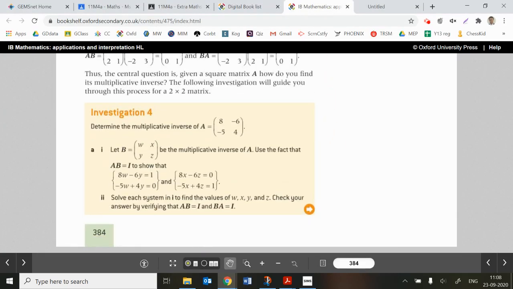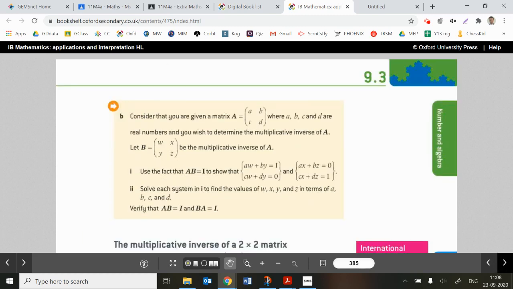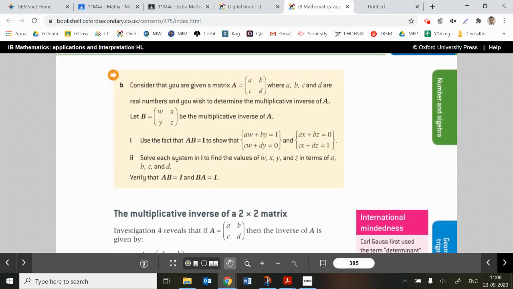There's a really nice little investigation here, and they start to do this with part A to build you up to the algebra. But what I'm going to do is just take part B here, and it's saying, look, A is a, b, c, d as a matrix, and B is w, x, y, z as a matrix. Now, if they are the inverse of each other, can you write one in terms of the other? In other words, if B is the inverse of A, can you write w, x, y, and z all in terms of a, b, c, and d?